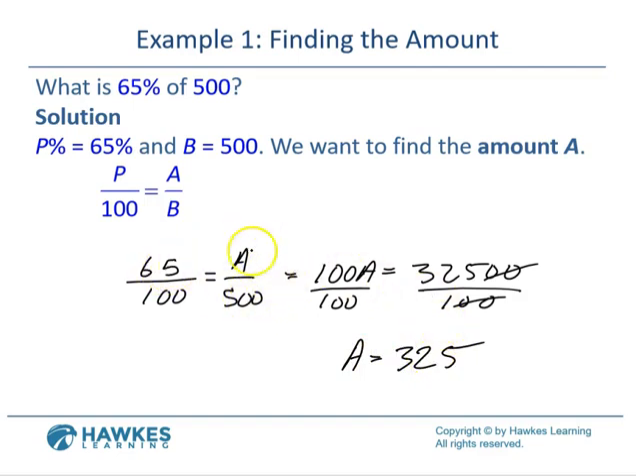So what is 65% of 500? Well, it's 325. In class I'll show you a different way to do this, which will help out a little bit, but for now we'll just do it this way.